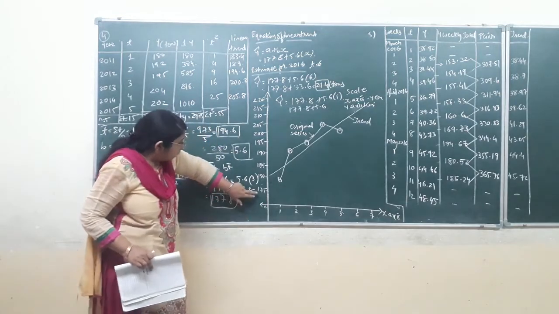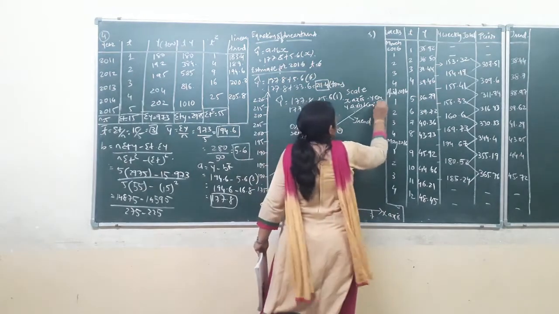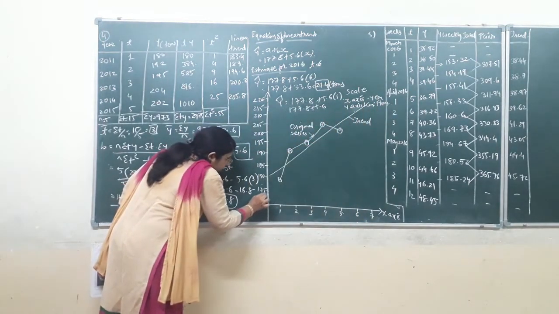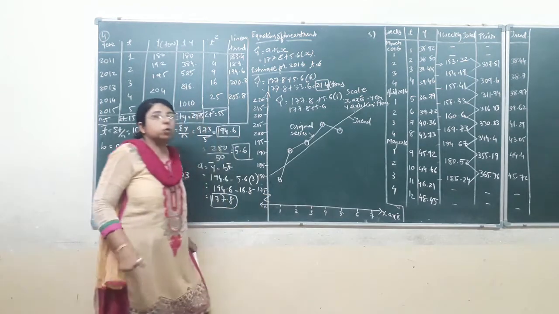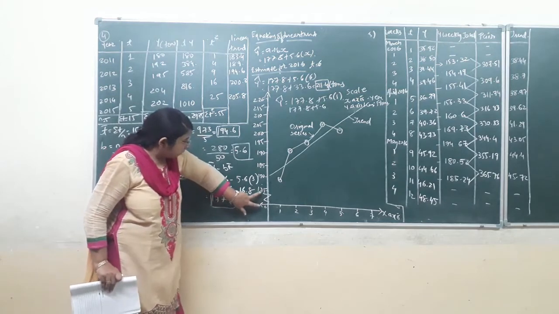You can see the gap that I have kept, that is of 5. So 1 centimeter is equal to 5 tons. Here you have to draw a zigzag line. Don't forget to draw this zigzag line in order to show that equal gap is not maintained in the initial stage.